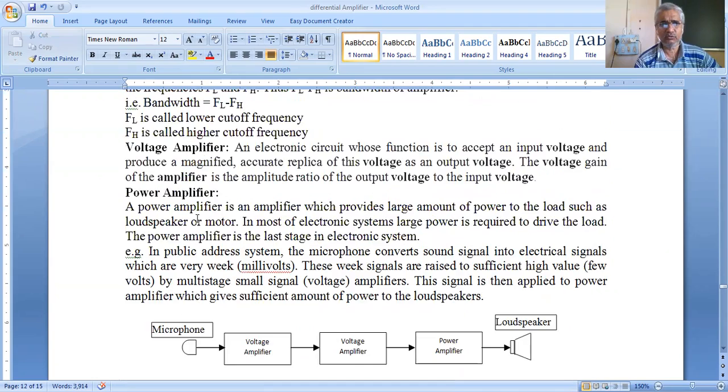Now here I have given you two definitions. One is of the voltage amplifier: the voltage amplifier amplifies the voltage, and the power amplifier provides a large amount of power to the load. So it does not amplify; it actually converts DC power into AC power depending upon the input signal. Note that a power amplifier does not amplify the power. It converts DC power into AC power depending upon the input signal. This is the important thing.